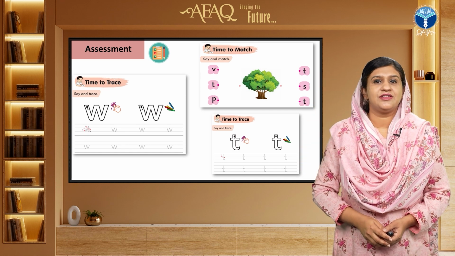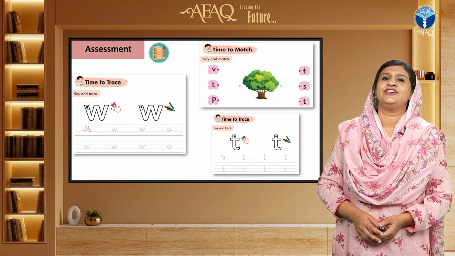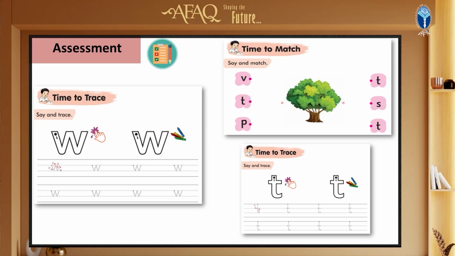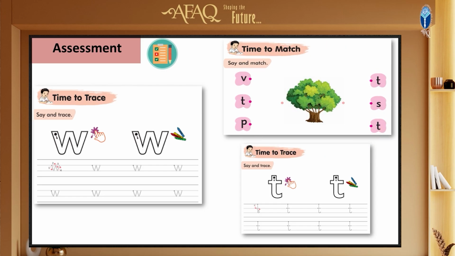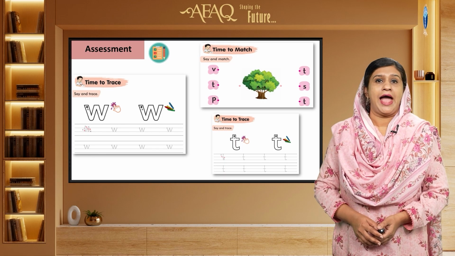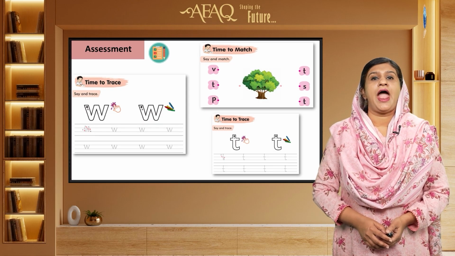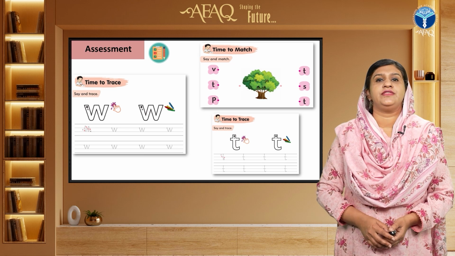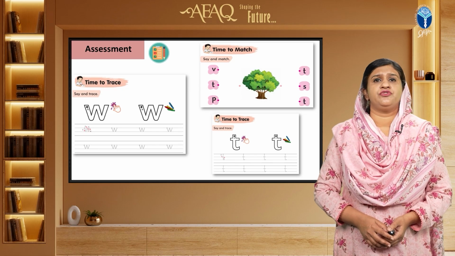You are going to trace it a lot of times to get a clear idea of its formation. On the next page, I can see a tree, a big green luscious tree, and what you are supposed to do? You are going to match T with it. There are so many T's over here and you are going to match all of them with this tree. And in the second part, you are going to trace T. Writing T is very easy.